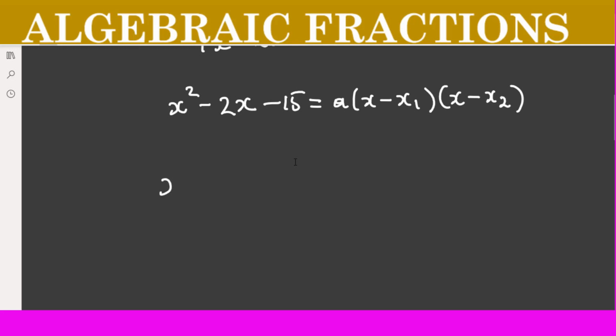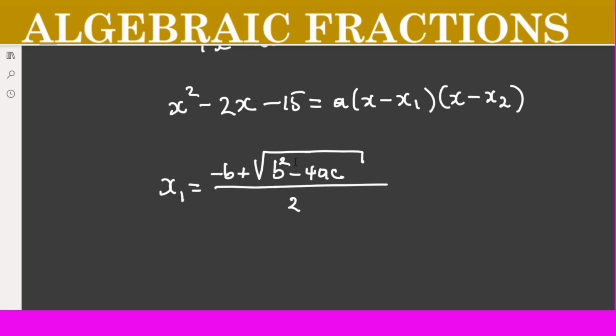Quadratic formula says, for the first root, over 2a. The coefficient of x squared is called a. Here we have 1. This is b. B is negative 2. C is negative 15.